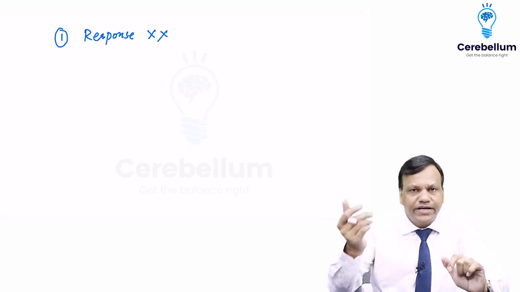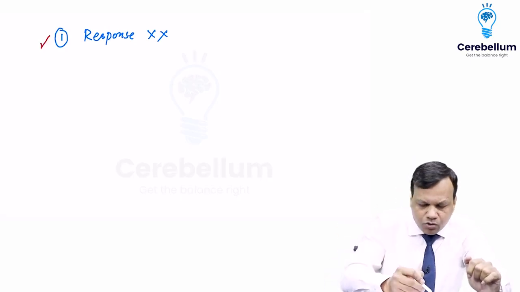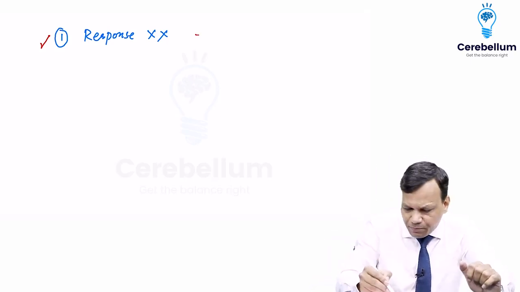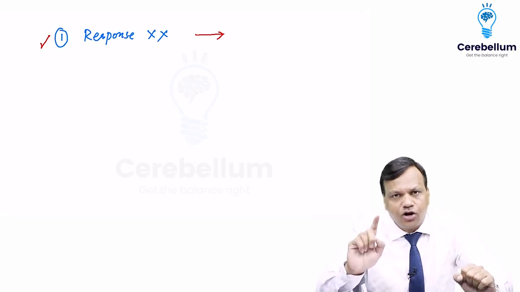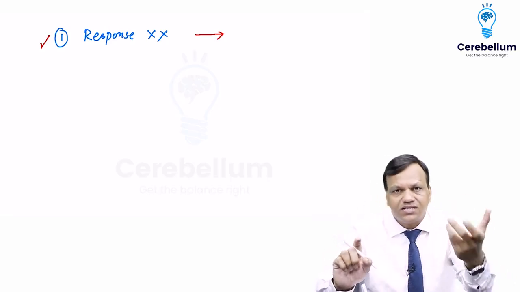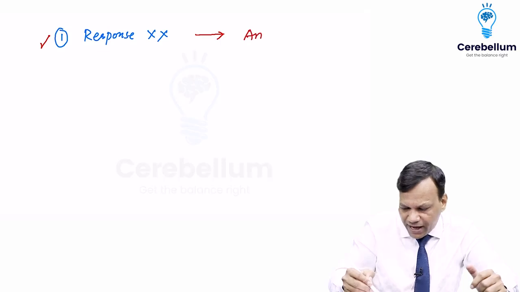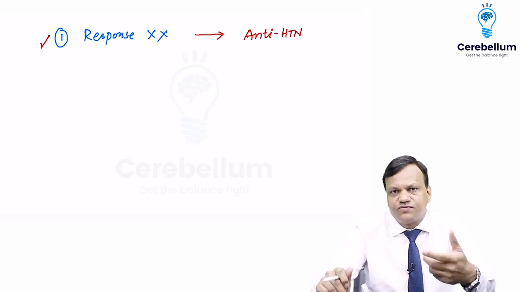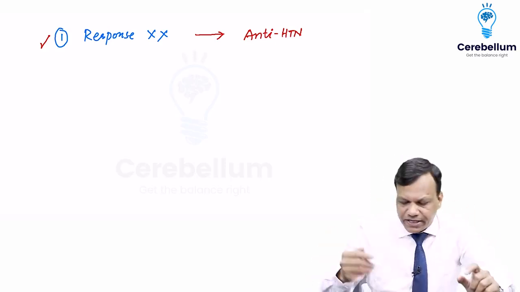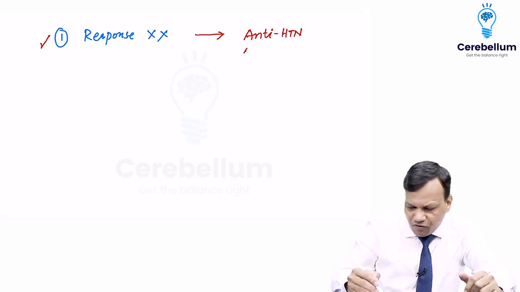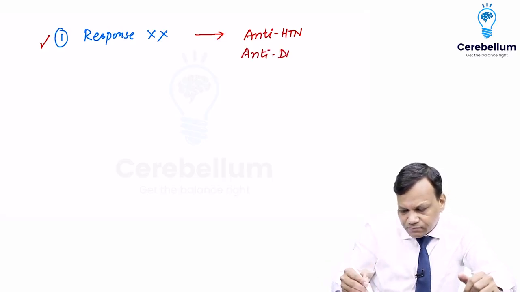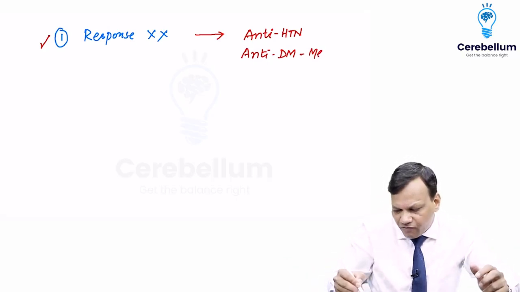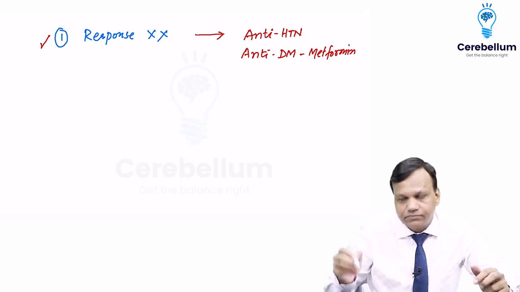So when will we do TDM? One, when we are not able to measure the response. When we can measure the response, we will never do TDM. So this is an important MCQ: for which drugs will we not do TDM, where we can easily measure the response. Like for any antihypertensive drug, we will never do TDM. For ACE inhibitors and beta blockers, we will never do TDM because we can easily measure the response. For anti-diabetic drugs, we will never do TDM. We can easily measure the blood sugar. So for anti-diabetic drugs like metformin, we will never do TDM.